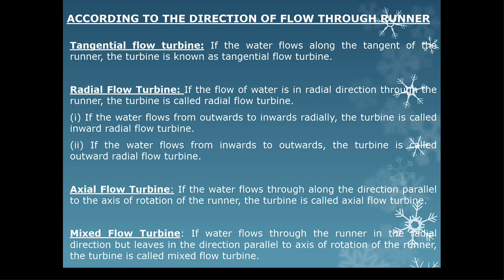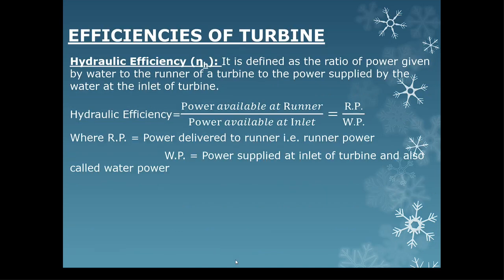Next is the axial flow turbine. If the water flows along a direction parallel to the axis of rotation of the runner, the turbine is called an axial flow turbine. And if the water enters the runner in the radial direction but leaves in a direction parallel to the axis of rotation, the turbine is known as a mixed flow turbine. Next we will see the efficiencies of a turbine.